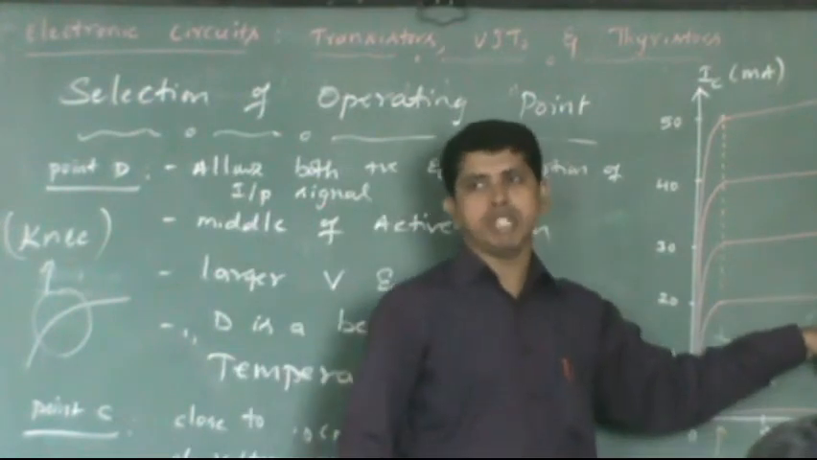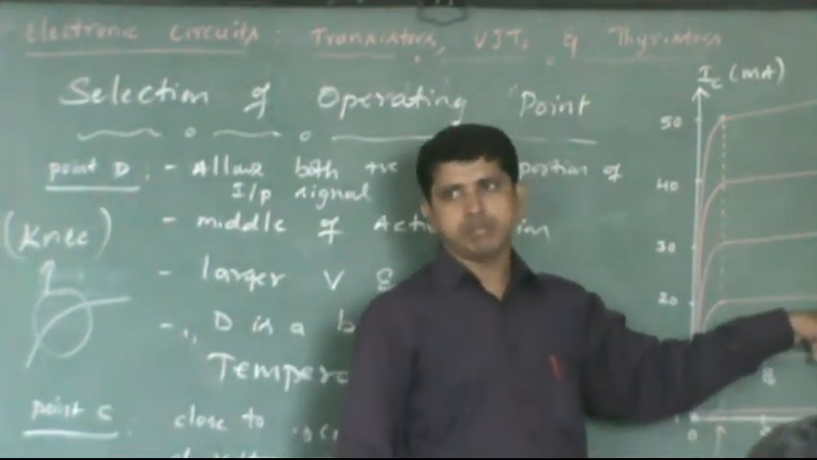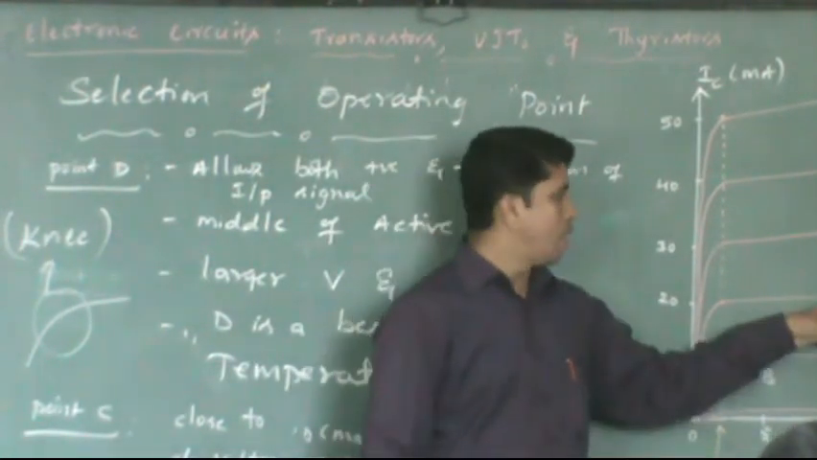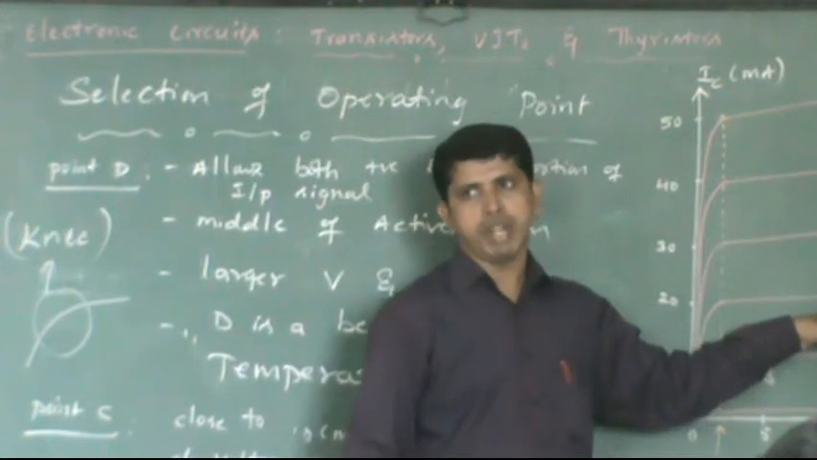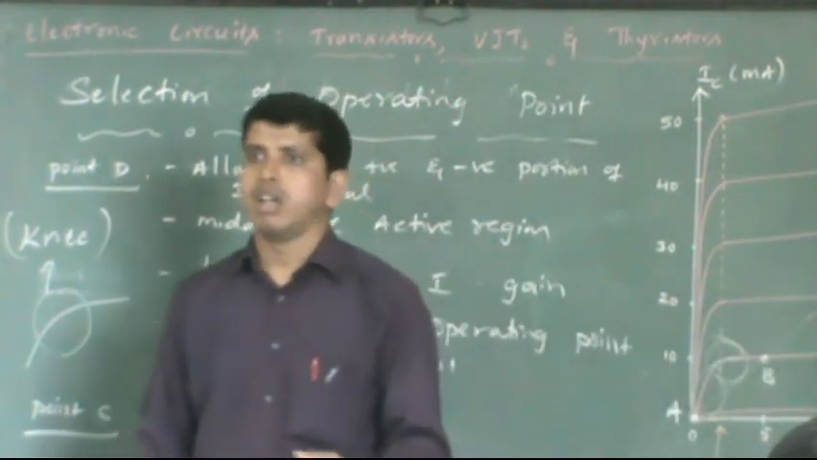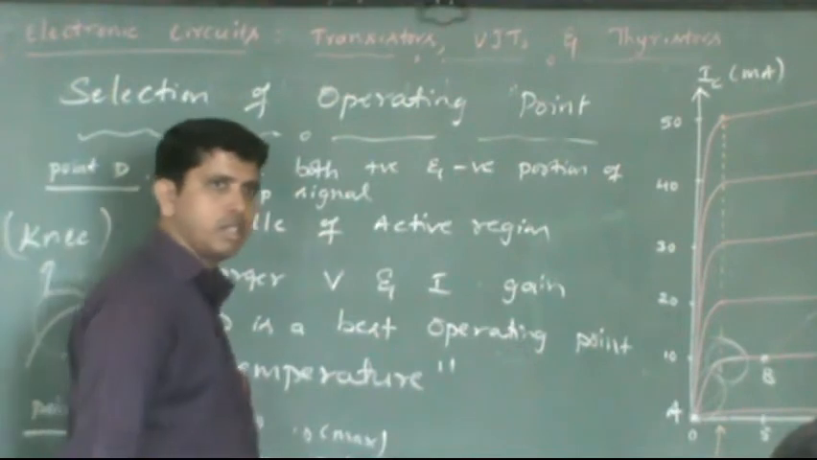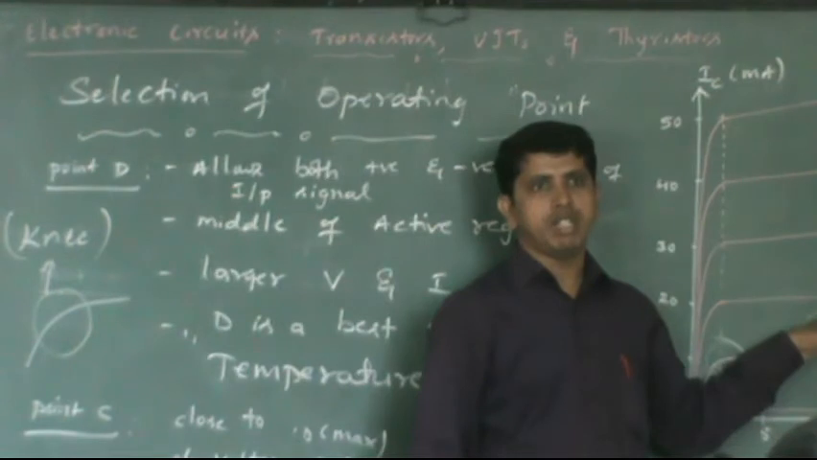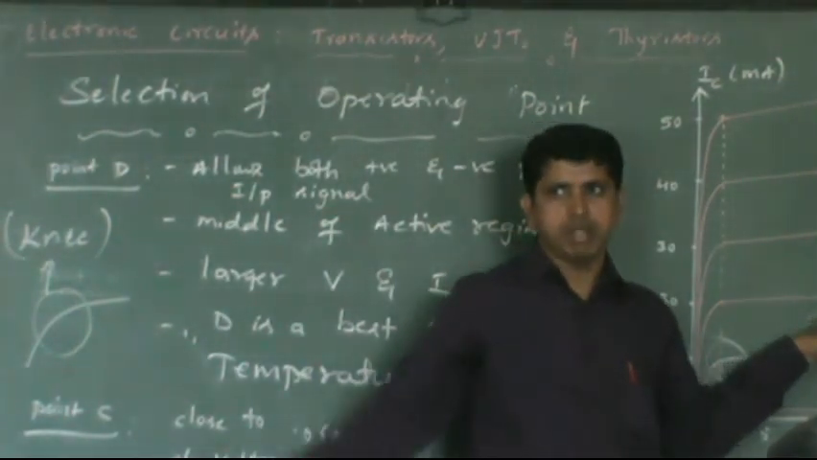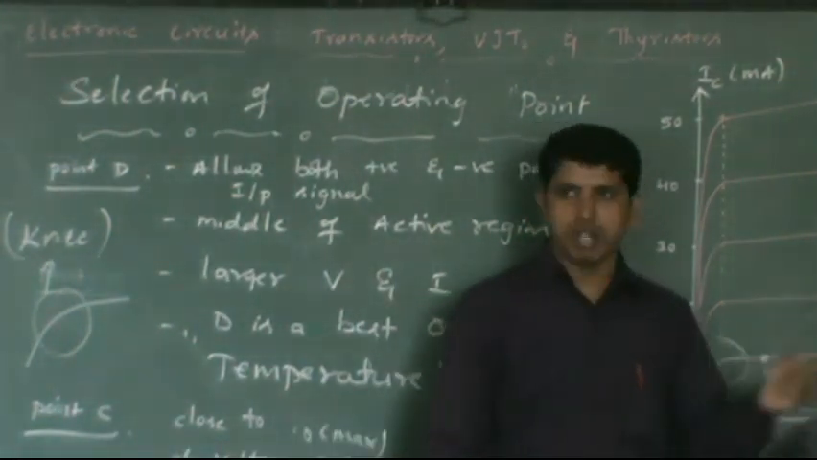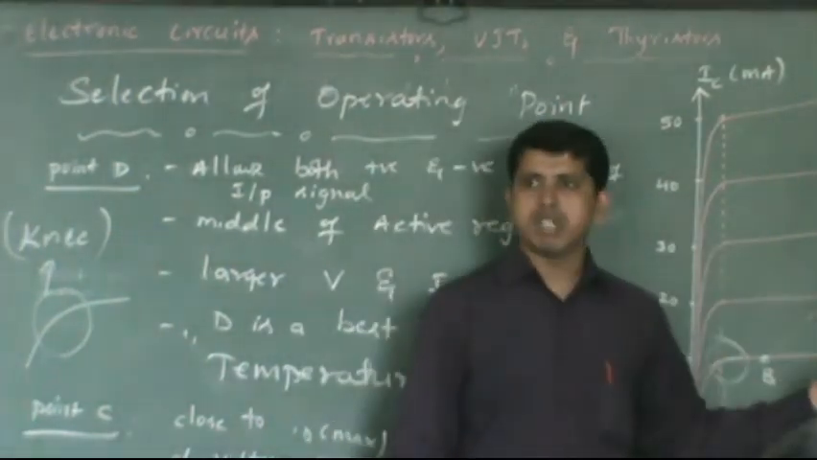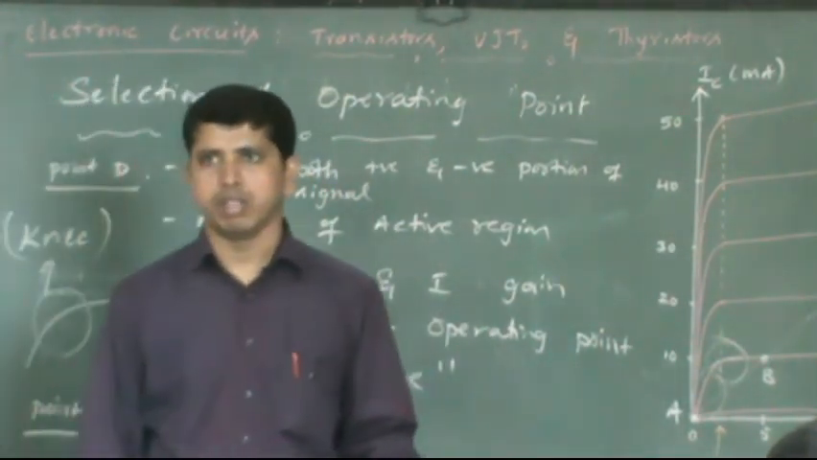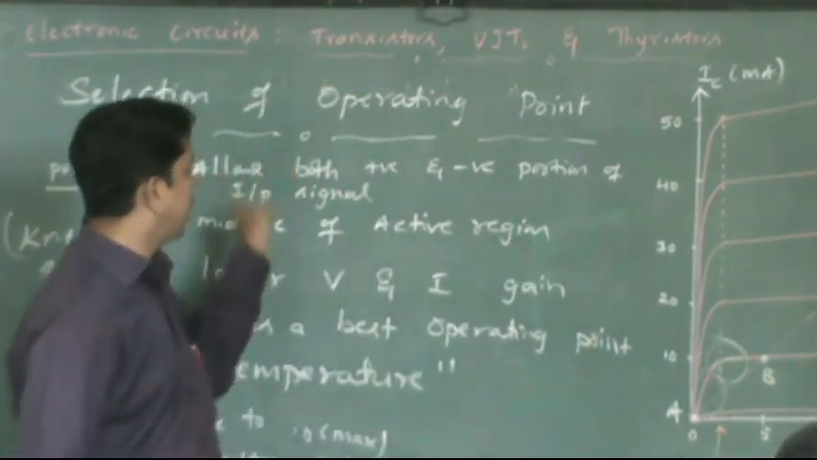Point D is a suitable operating point. It is in the middle of the active region, and it will provide sufficient voltage as well as current gains. And moreover, if you choose this as the operating point, you will get faithful amplification. Apart from that, what we mentioned last week, even though you fix D as the operating point, this also depends on temperature. This is a drawback of choosing an operating point. As we said already, the current depends upon ICO, and ICO depends upon temperature. So these are the things which are essential while selecting an operating point.